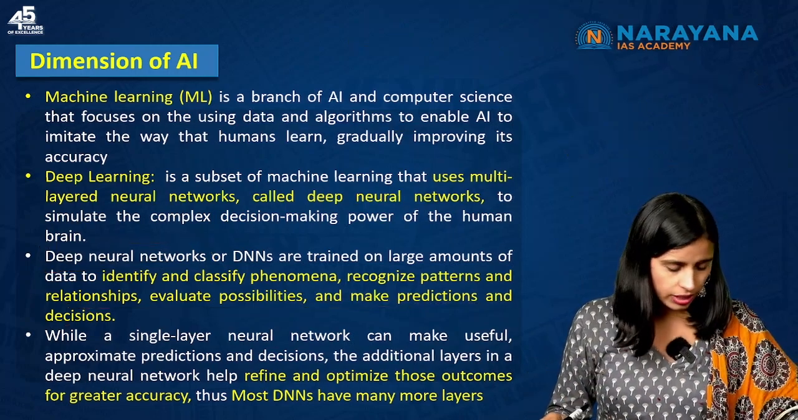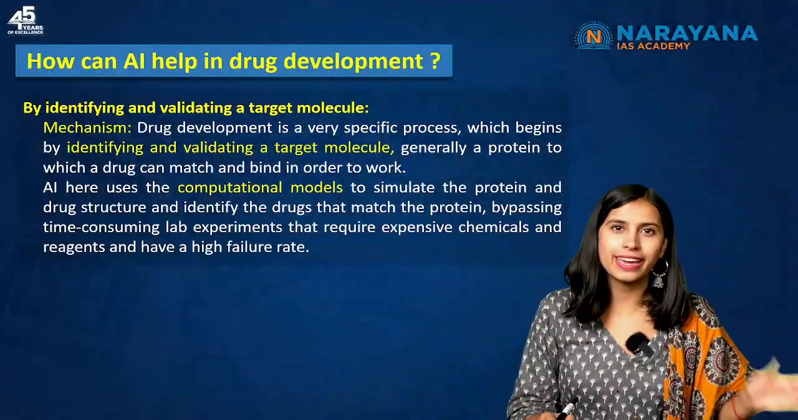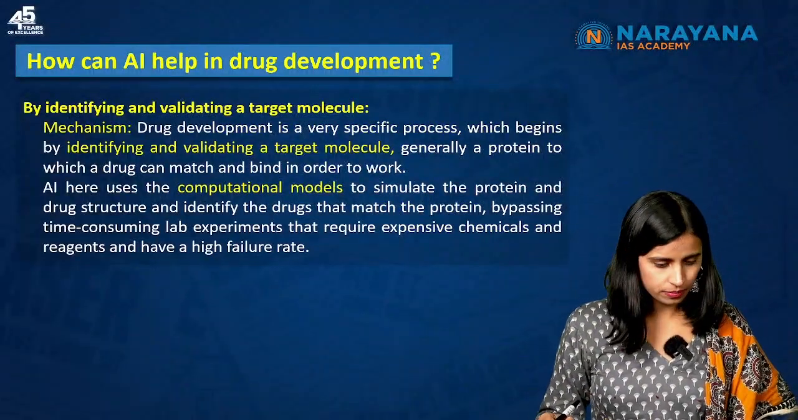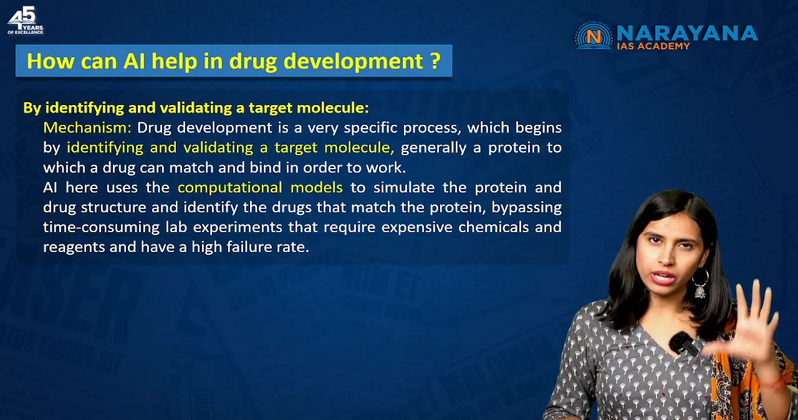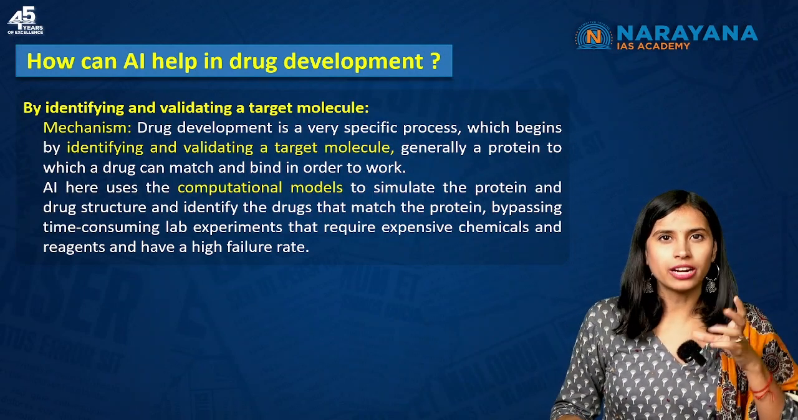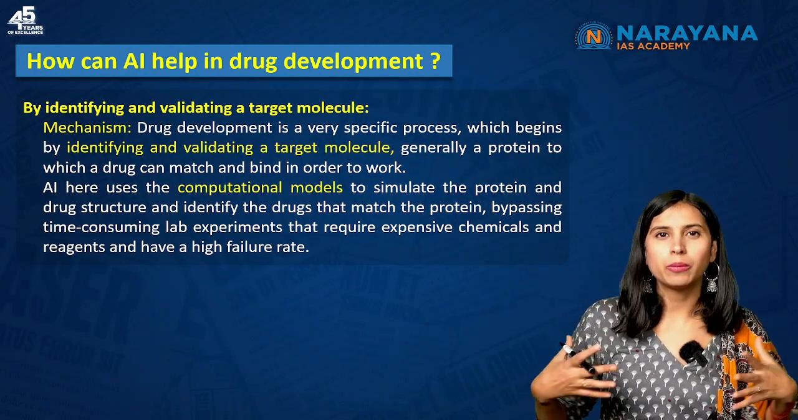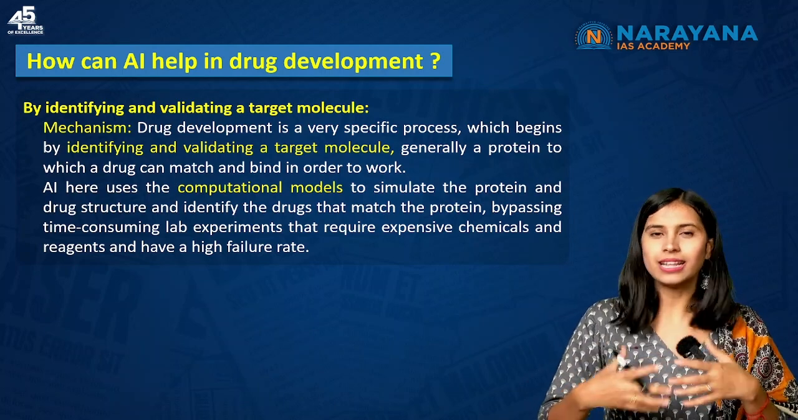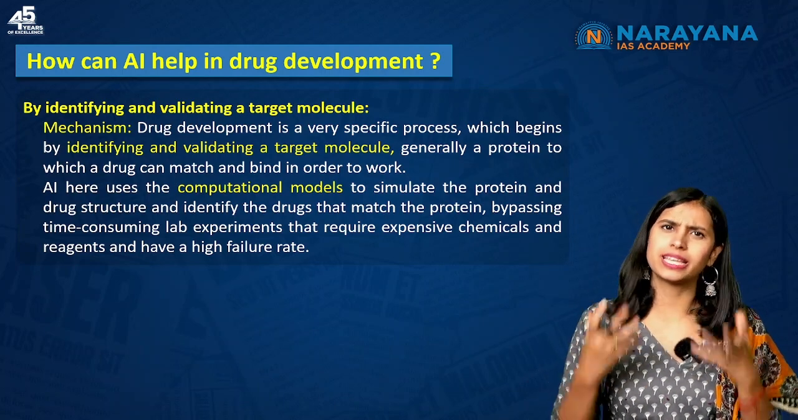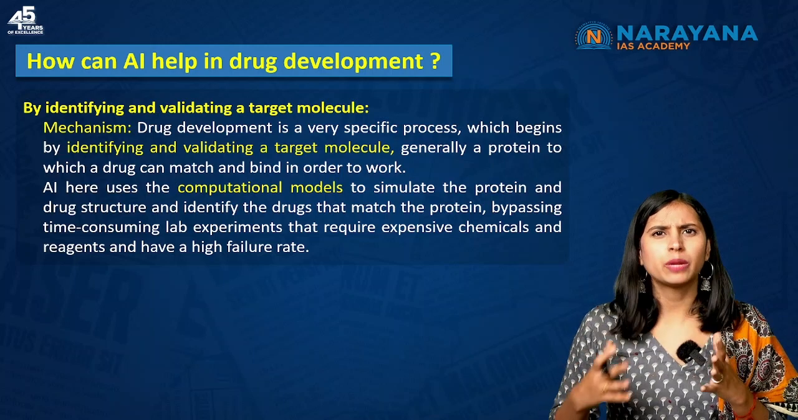Now, once you've understood this, you will realize how AI can help in drug development as well. Okay, but before that, let's understand the process of drug development. How does a drug work? Now, the human body is made up of protein. Even our catalysts, our enzymes, most of the enzymes are basically protein. And most of the structure is made up of protein.